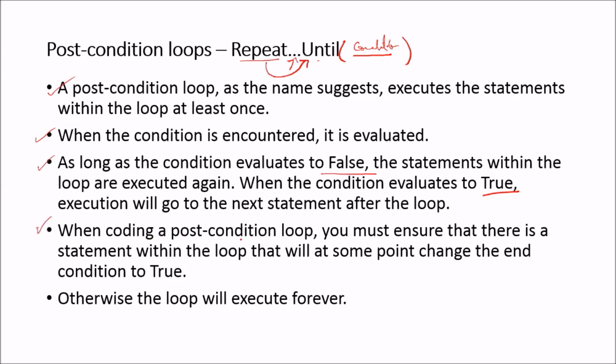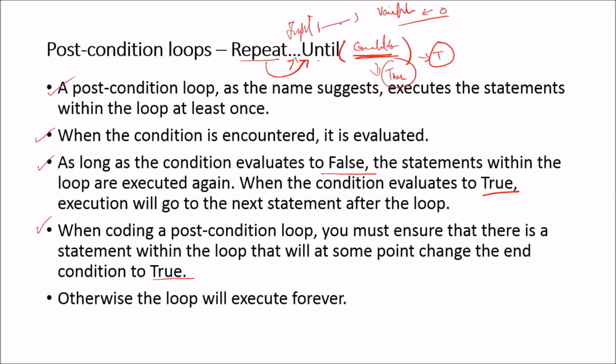When coding a post condition loop, we must ensure that there is a statement within the loop that will at least change the end condition to true, right? Remember input. So inside that, if the input is not changed or a variable value is not changed, this condition is not going to get to true. So if it's not going to get to true, it's not going to terminate, right?